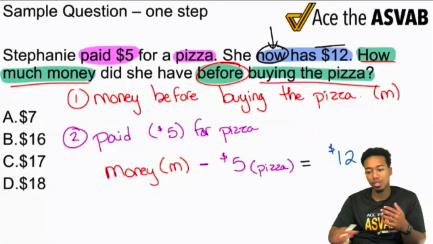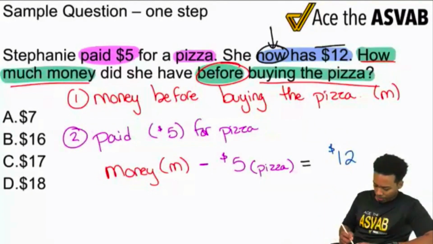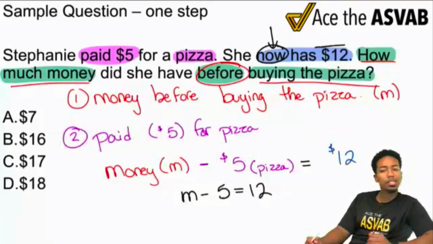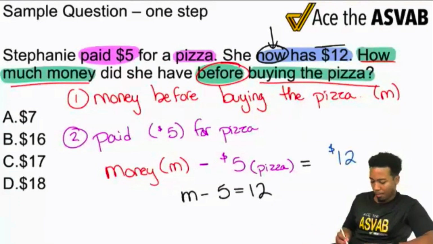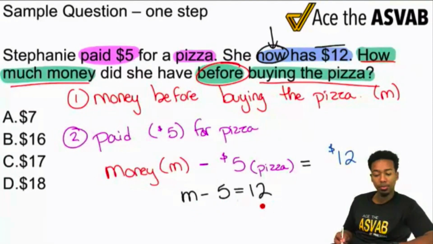So just ask yourselves real quick, everybody. If we just go ahead and replace the English with math, can everybody here see how we can turn this into m minus 5 equals 12? Can everybody see how we got there? The money we had in the beginning, after we paid for the pizza, so you have to take away $5 from what we have, we ended up with 12. And so all we need to do now is solve this equation and we're all done.